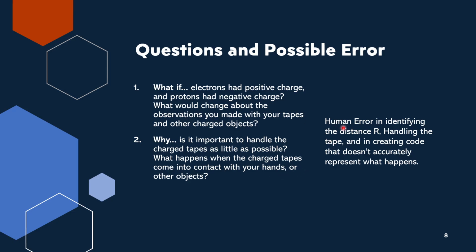There'd be human error in identifying the distance from the video, handling the tape, and also in creating code that doesn't accurately represent what happens. But we saw previously that due to the fact that the charge caused equilibrium, we can have assurance that the code was accurate.